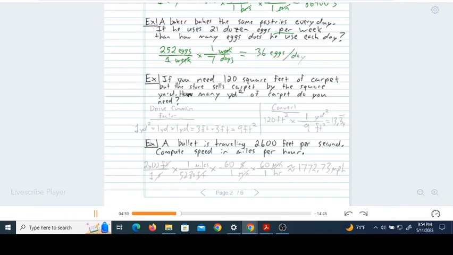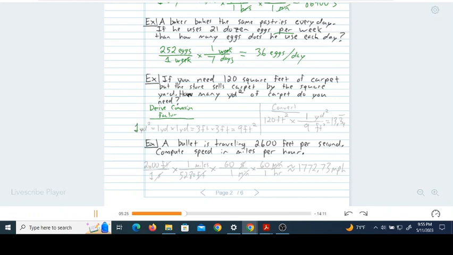Cool. Now, let's look at this next example. If you need 120 square feet of carpet, but the store sells carpet by the square yard, how many square yards of carpet do you need? So here we need to make the conversion factor, or derive that conversion factor. So we need to come up with a conversion factor before we can do the conversion. And the reason we need to come up with a conversion factor is we don't know how many square feet are in a square yard.